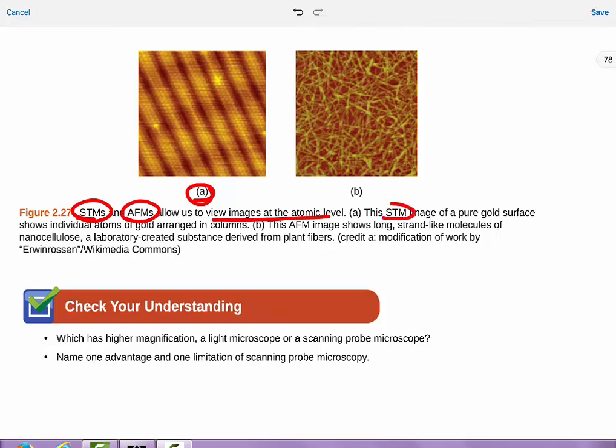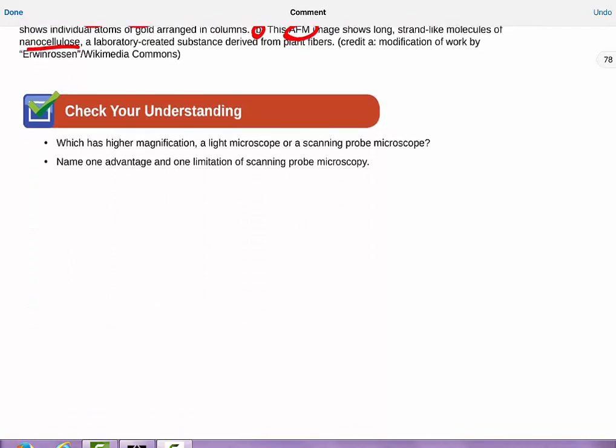This is an STM image of pure gold surface. Shows the individual atoms of gold arranged in columns. These are individual atoms that we're seeing. And then in B, we have an AFM image that shows long strands. Those are molecules of nanocellulose, in a laboratory-created substance derived from plant fibers. So we can really see things. We're talking about nanoparticles there, nanocellulose.